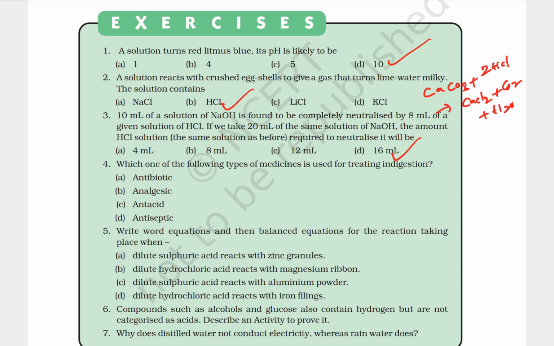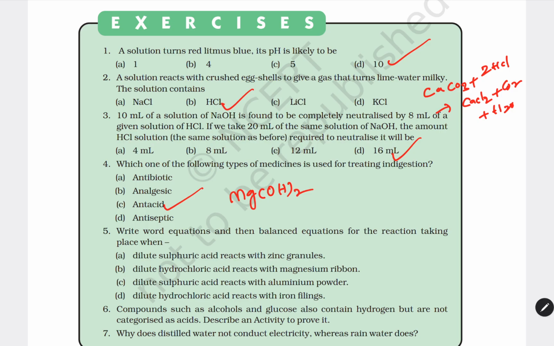Coming to the fourth question: which type of medicine is used for treating indigestion? You can identify antibiotic, analgesic, antacid and antiseptic. So antacid. Indigestion is caused by excess acid in our stomach. Antacids like milk of magnesia, Mg(OH)2, are used for neutralizing the excess acid.